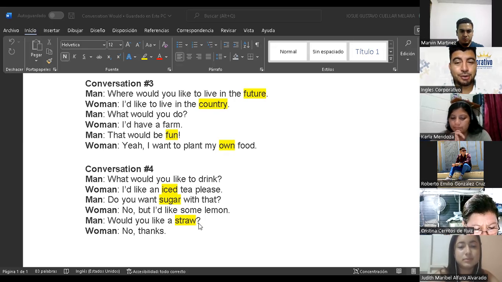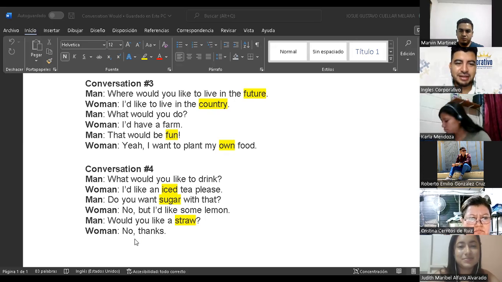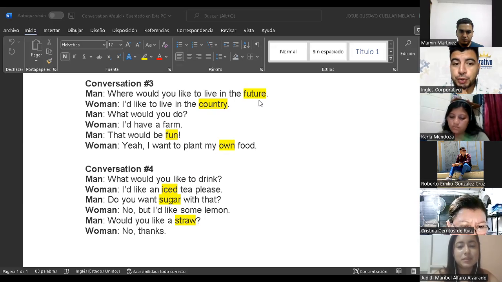Esta palabra, si quiere, anótenla. Straw significa pajilla. It's a word that was difficult for me year by year. Siempre se me olvidaba por años. No sé por qué, no se me quedaba straw. Y la repetía muchas veces. No thanks. Okay.